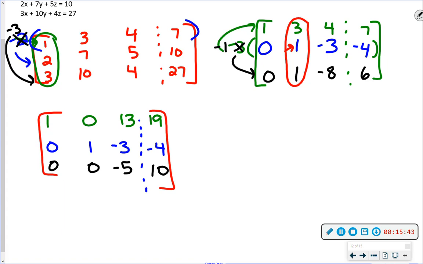What? How'd I get it? You can get it. Remember those three equations, x, y, z. Negative 5 and the 10. If you divide those by negative 5, you have 1 and negative 2.